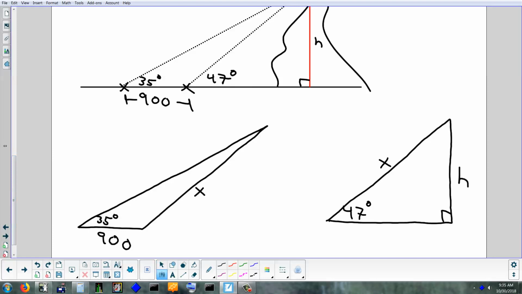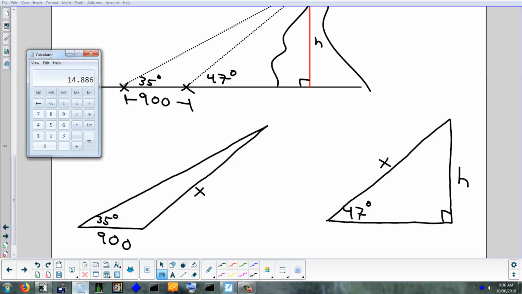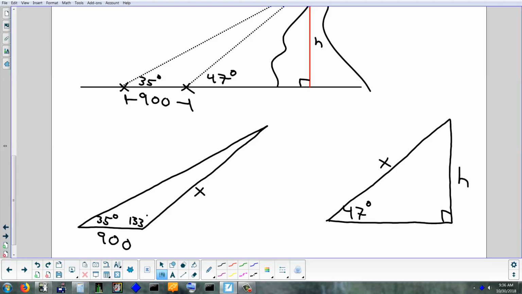Now, the angle outside is 47. That's not really helpful in this triangle. How can I get the angle inside? Take 180 and just subtract 47. Yeah, take 180 minus 47. And now I have this angle.